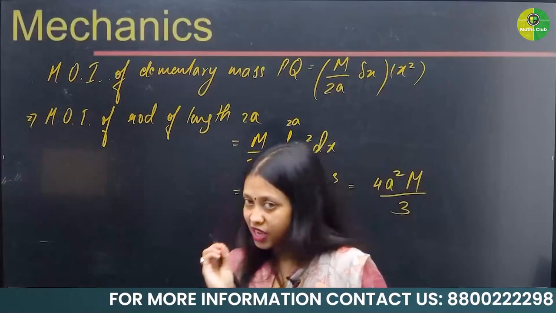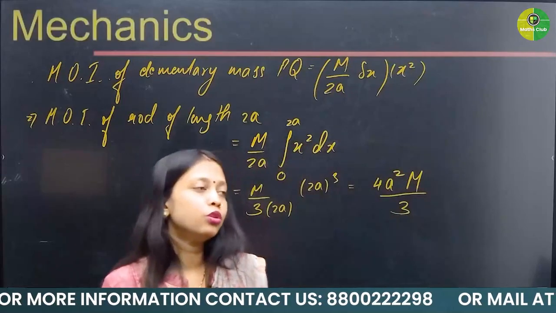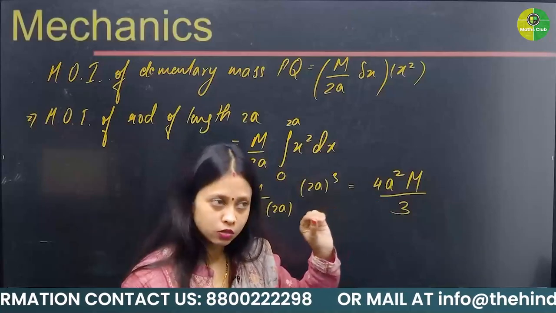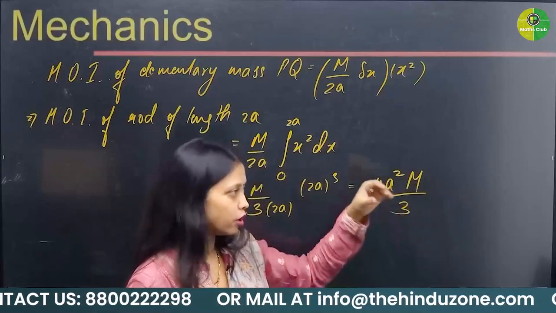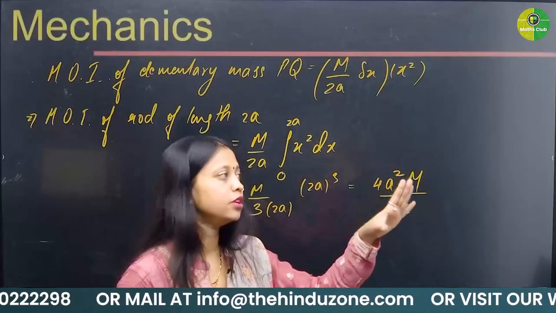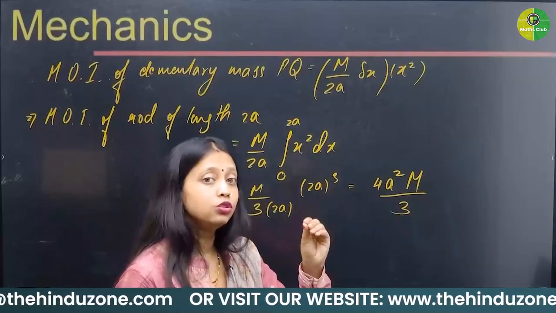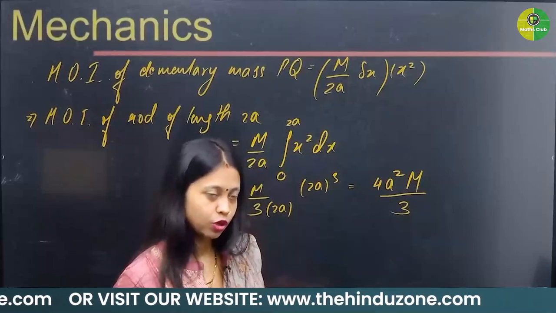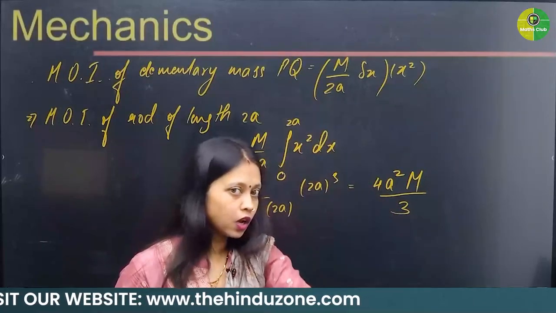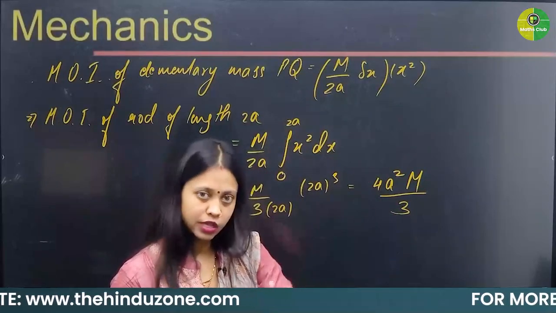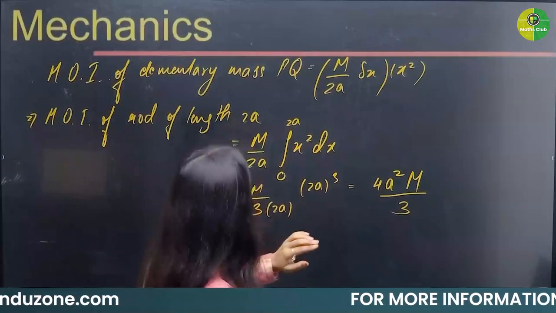And these basic moments of inertia for basic rigid bodies like a rod, rectangular lamina, parallelepiped, triangle, ellipsoid, circle, loop, you should learn as formulas as well, because sometimes you need to use them directly in some questions. So this was it.